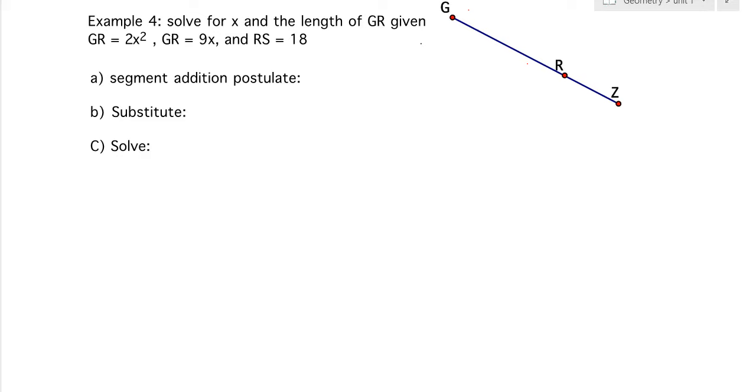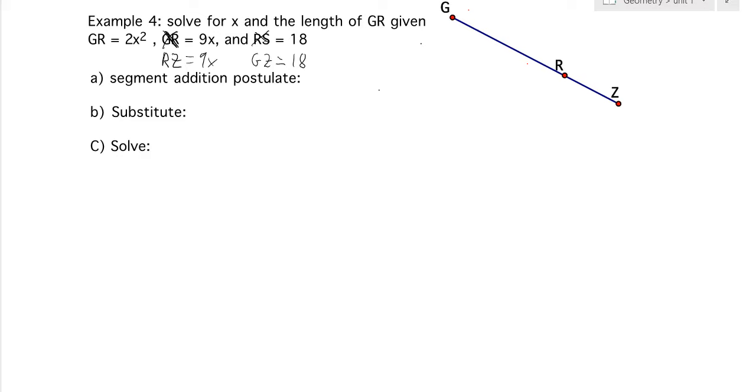Oh, well, those aren't right. So apparently I fixed that, I think, on the worksheets you guys should have, but not on mine. Interesting. So hopefully you have RZ equals 9x and GZ equals 18. If not, just change it.